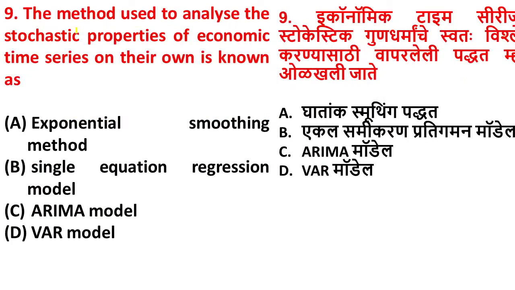Question number 9. The method used to analyze the stochastic properties of economic time series on their own is known as? Option A, exponential smoothing method. Option B, single equation regression model. Option C, ARIMA model. Option D, VAR model. Here the right answer is option A, exponential smoothing method.